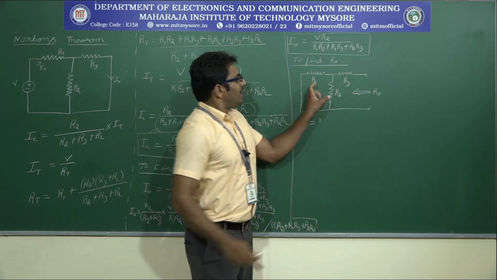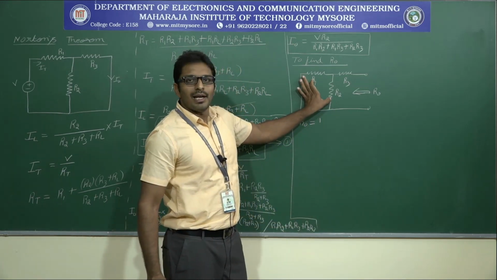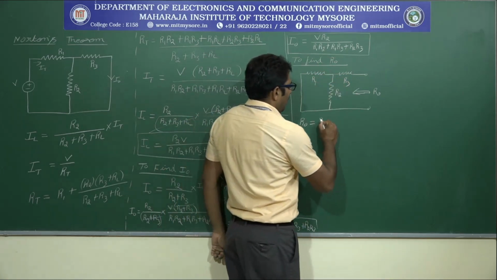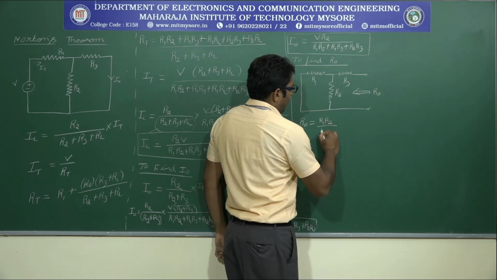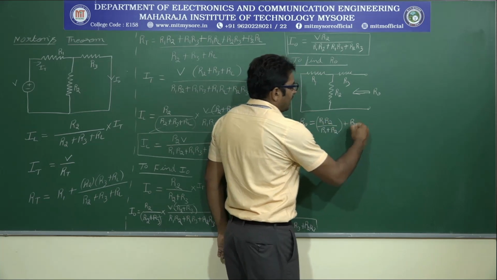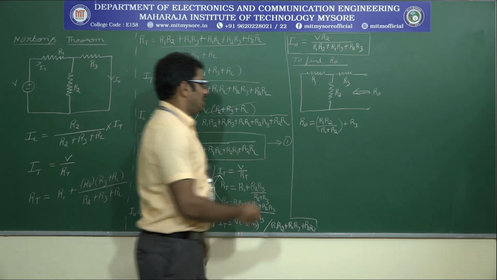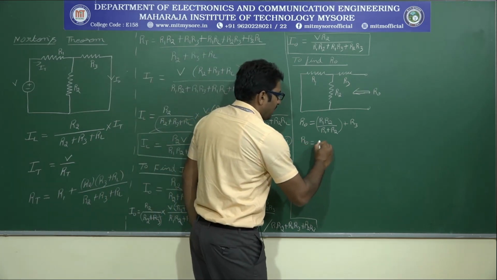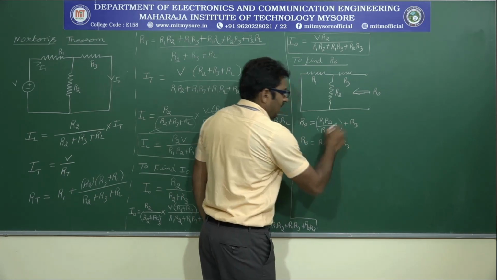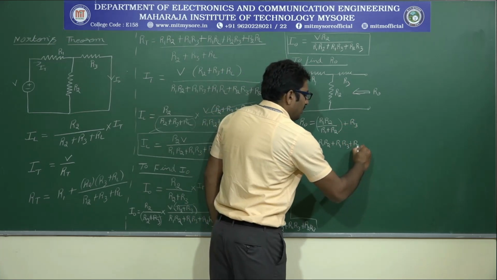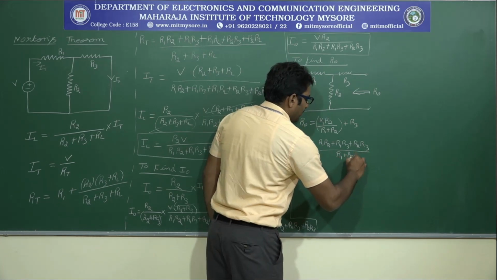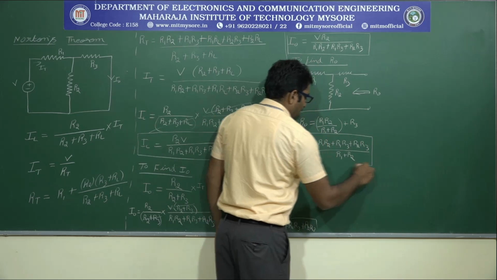R1 and R2, these two are connected in parallel. This parallel combination is then connected in series with R3. Therefore, R1 into R2 divided by R1 plus R2, this entire combination then connected in series with R3. So just simplify this R naught. R naught is equal to R1 R2 plus R1 R3, take LCM, plus R2 R3 whole divided by R1 plus R2. So this is the expression for R naught.